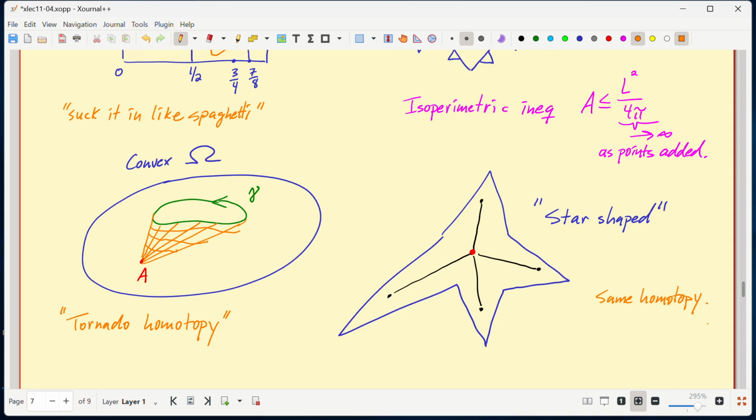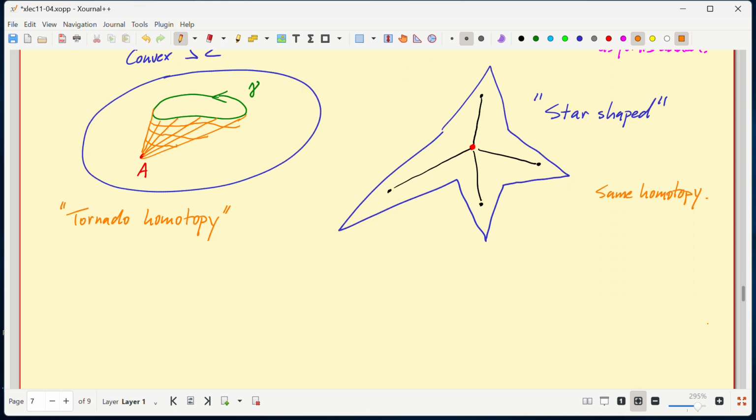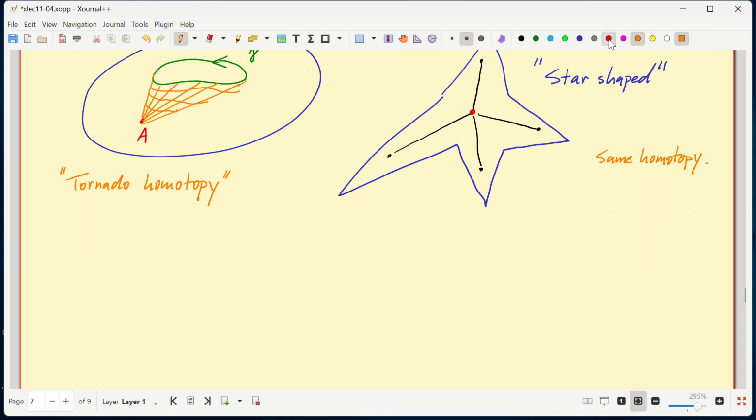Well, here's an interesting star-shaped domain. Let's take the complex plane minus a branch cut. C minus the interval from minus infinity to 0 is star-shaped.